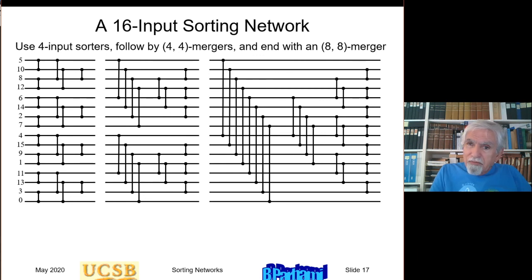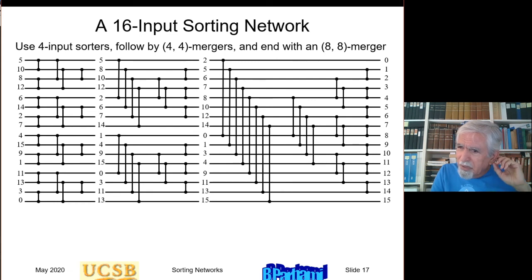So a set of inputs shown there. After we sort them using the 4 input sorting networks, I get 5, 8, 10, 12. Here I get 2, 6, 7, 14. Here I get 1, 4, 9, sorry, 1, 4, 9, 15. And then 0, 3, 11, 13. Then I merge these two. And finally, I merge the two subsequences of length 8, and I've sorted the numbers.